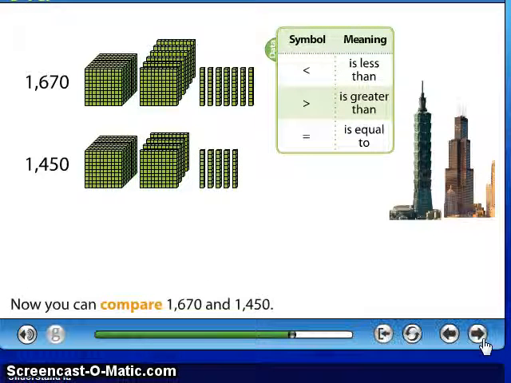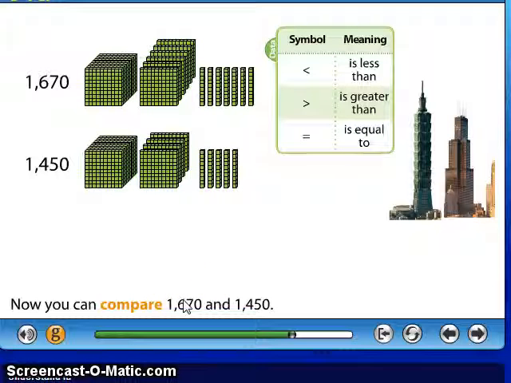Now you can compare 1,670 and 1,450. Now whenever we compare numbers, we're going to start in the biggest place value. So you see both of these have 4 numbers that meet our place value, so they're pretty easy to compare. You start in the thousands place, and this is a 1, and this is a 1. So as of right now, our numbers are equal. But then we're going to work our way down through our number.